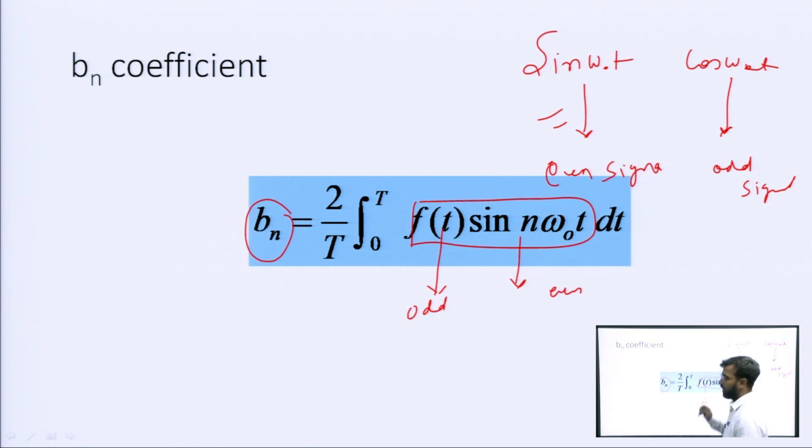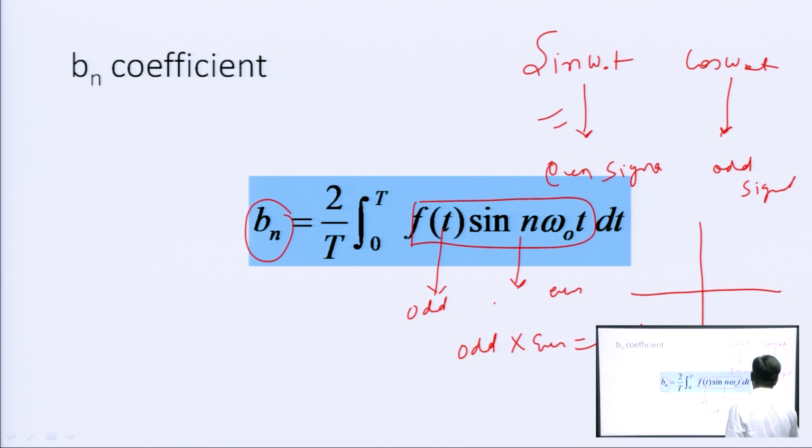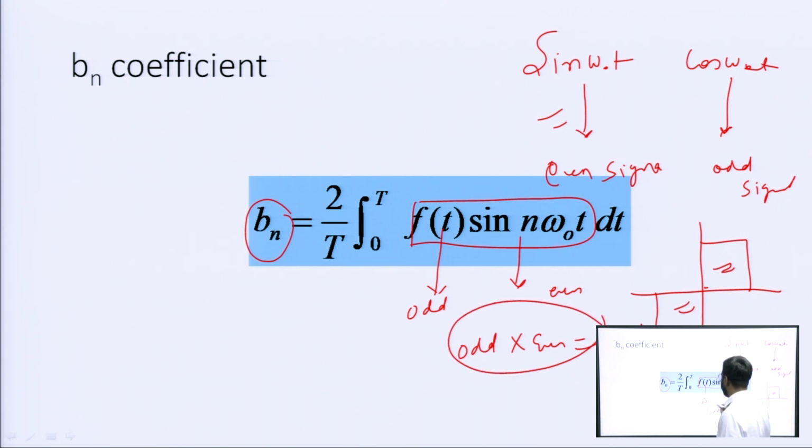if we get any function f(t) which is odd and a sinusoid which is even, we know any odd function or odd signal multiplied by an even signal will give us what? An odd signal, and we know that an odd signal is symmetric about what? Origin. An odd signal is symmetric about origin. So, directly from this result we can write that the value of b n is equal to 0.